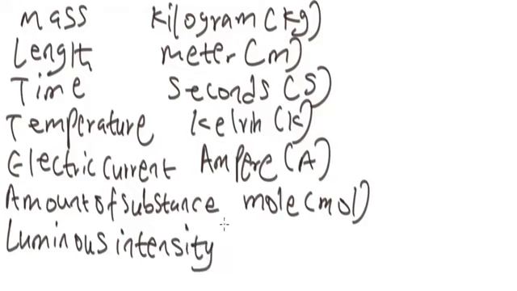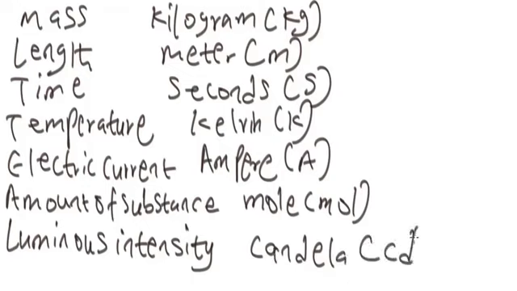Okay, we also have our luminous intensity. So the unit of luminous intensity is candela. Short form is cd. Alright, so these are the 7 fundamental quantities we have in physics. Now note that all these quantities here are scalar quantities. As we all know, in physics, scalar quantities are those quantities in physics that have magnitude but no direction. So all the fundamental quantities here are scalar quantities.